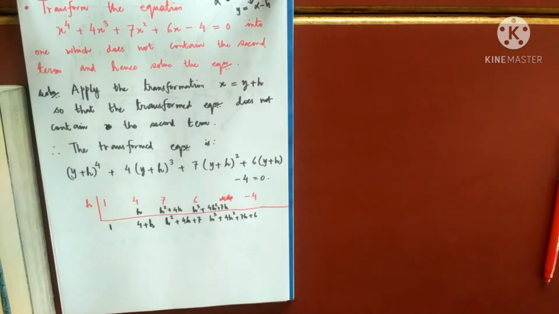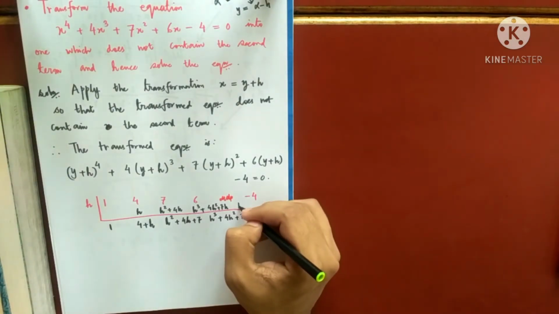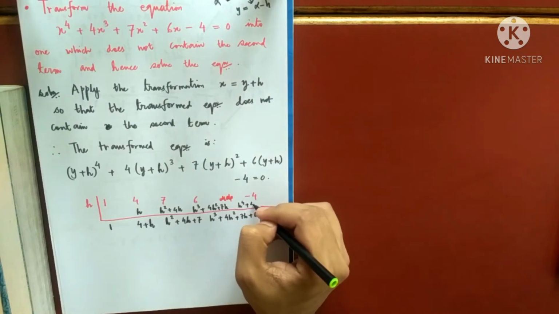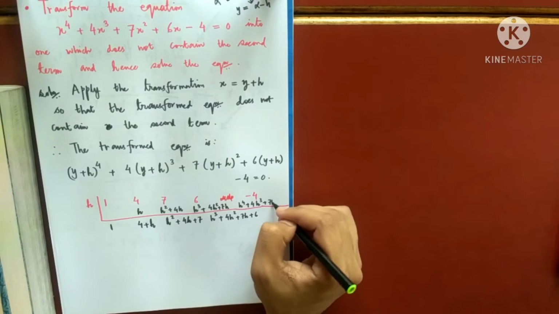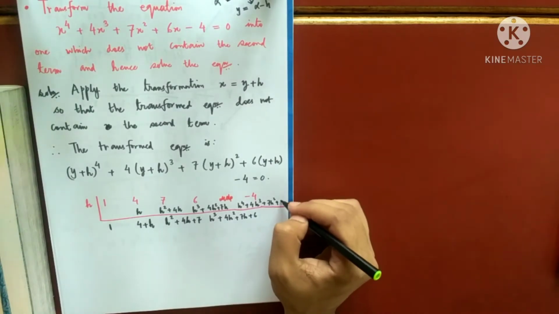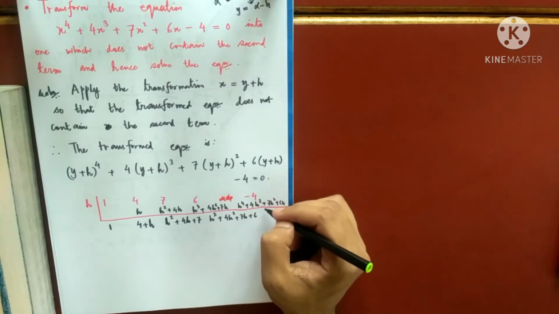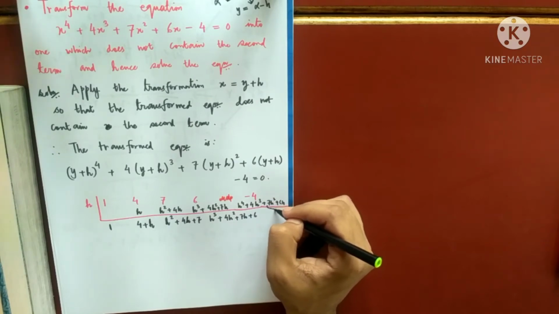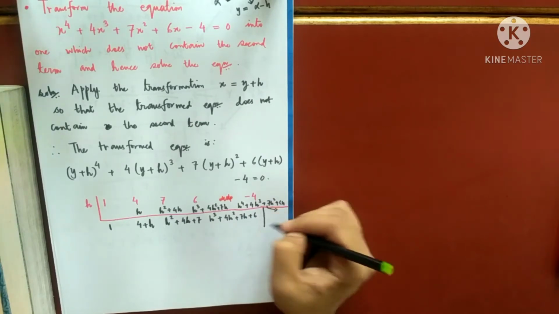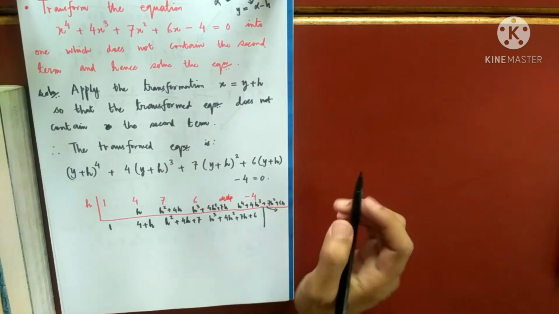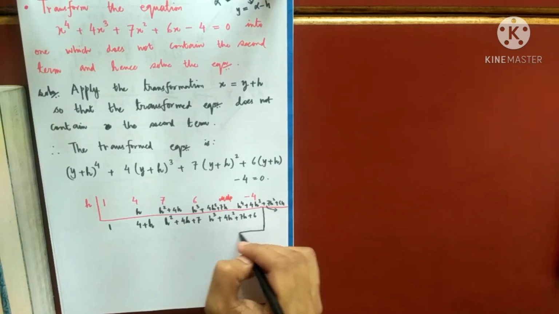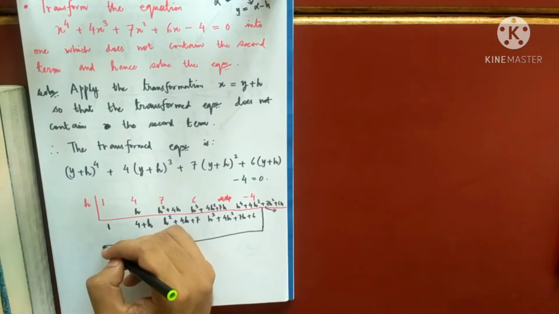And lastly, h with this will become h to the power 4 plus 4h square, 4h cube, 7h square plus 6h. So on adding, this whole thing will remain with minus 4. So I will not write that, you can write it down. This minus 4. Okay, I'll remove that now.